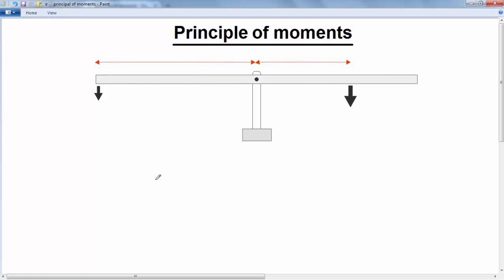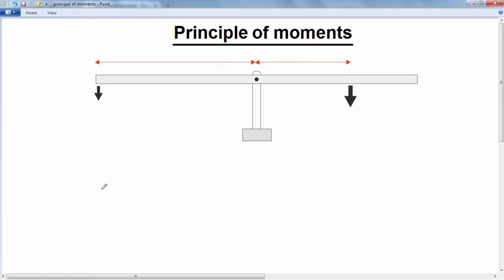In this lesson we're going to look at the principle of moments, and we're going to apply this principle to a simple situation where we've got a beam that rotates around a pivot, and in this case the pivot is at the center of the beam. So the center of mass of this beam is positioned at this pivot point.